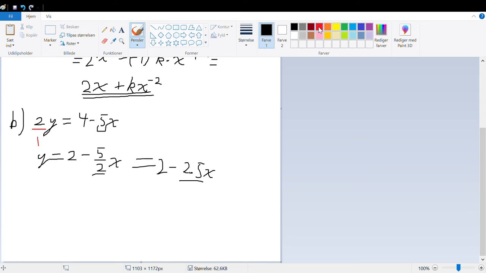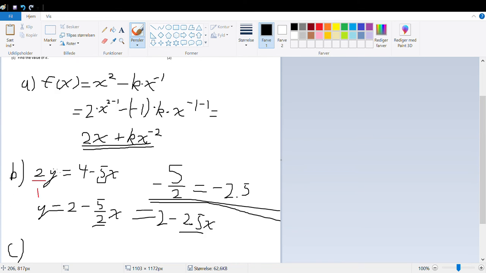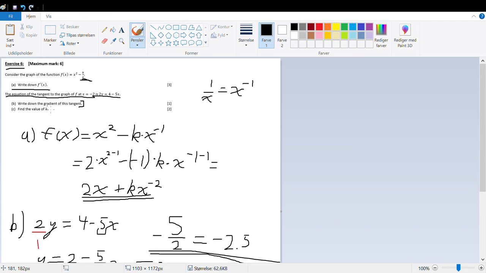This is the gradient. So here you can say, okay, the answer is essentially minus 5 over 2, or minus 2.5. Either of these is an acceptable answer, because you have to remember that this 2 over here is a problem. You have to remember to get rid of it first, otherwise you're not finding the real gradient, you're finding something else.